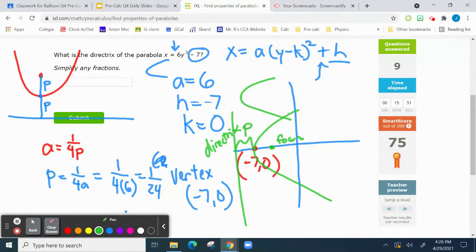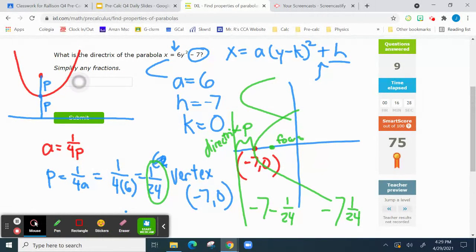Now this is turning into a very scrambled looking board. The focus is at -7, and so we're going to need to subtract this distance from -7. So -7 minus 1/24 is going to equal -7 and 1/24, right? And I don't know if IXL will take numbers like that. Well, let's find out. I might get one wrong right in front of you. I'm feeling rather suspicious that I might get this wrong.